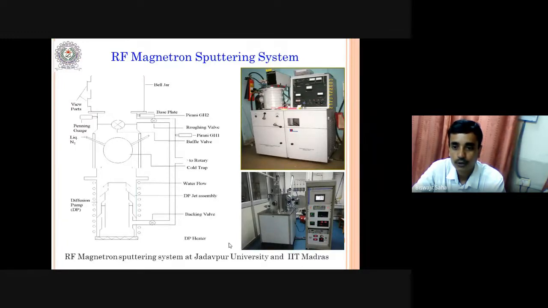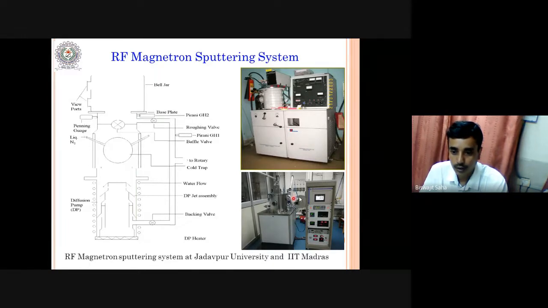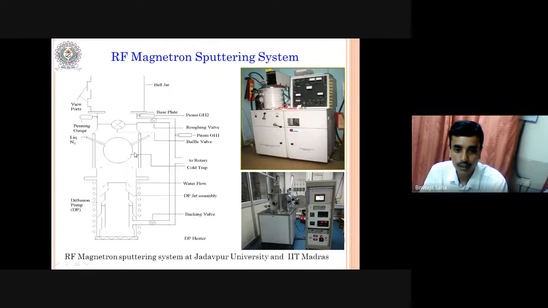So the first figure shows an RF sputtering system made in India, in Hyderabad, by a Bangalore company which produced this system. And this one is installed at IIT Madras. And if we want to see the block diagram, the schematic diagram of the RF sputtering system, this is the block diagram. Here you can see, this is the diffusion pump.